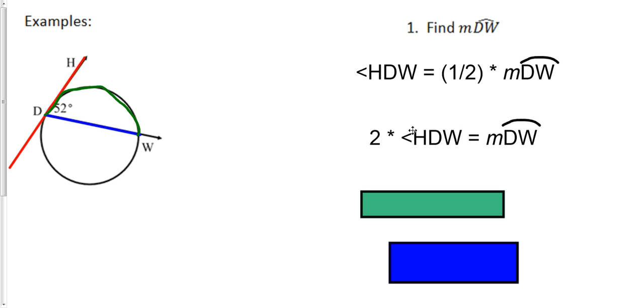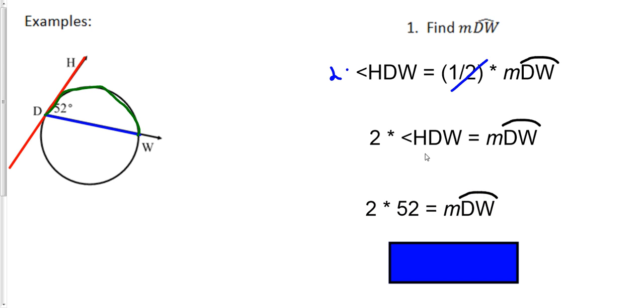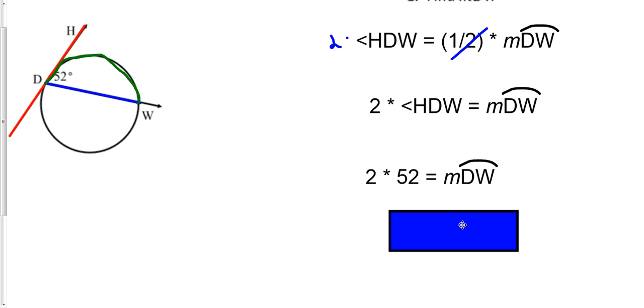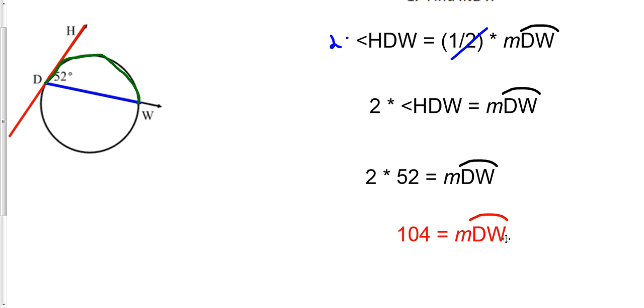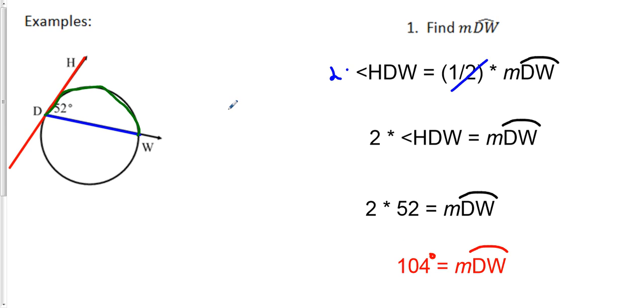Dividing by a half is the same as multiplying by 2, which we'll cross out and put a 2 times this on this side, so 2 times this angle equals this measure. 2 of this equals this whole arc. So, plugging things in here, this measure was 52 degrees, so it's 2 times 52 degrees equals this arc. 2 times 52 is 104, so again this is degrees. 104 degrees is this whole arc measure.